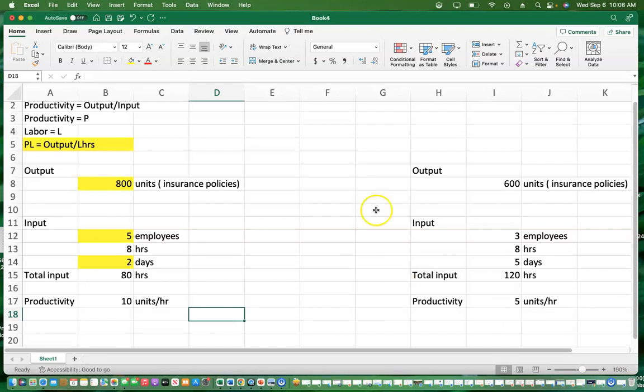So remember how we created the model, especially how we found the total input by using an Excel function, and also how we found productivity by using an Excel function.